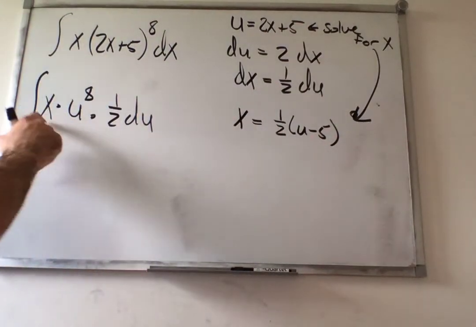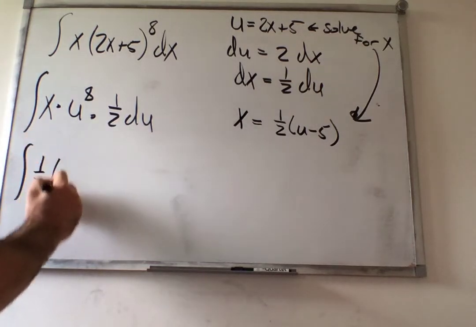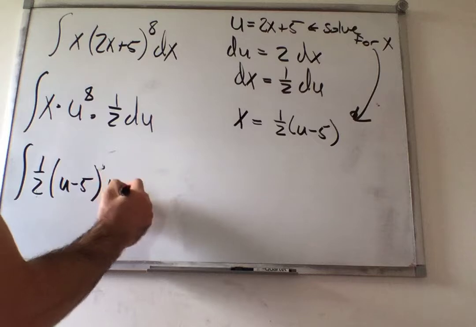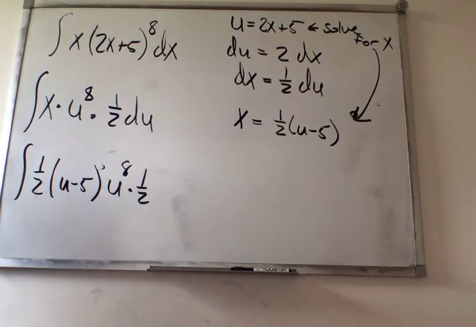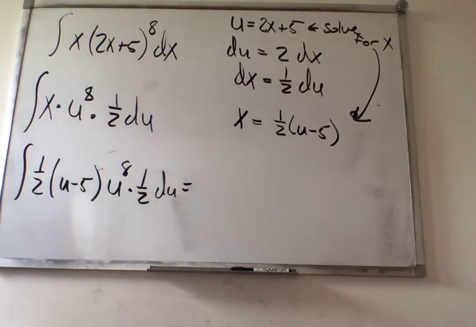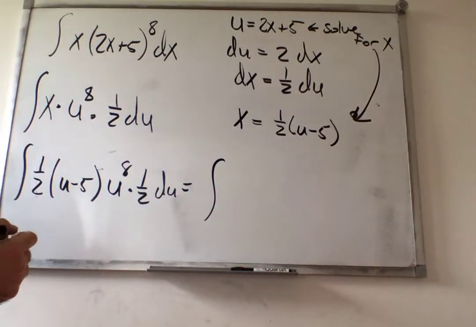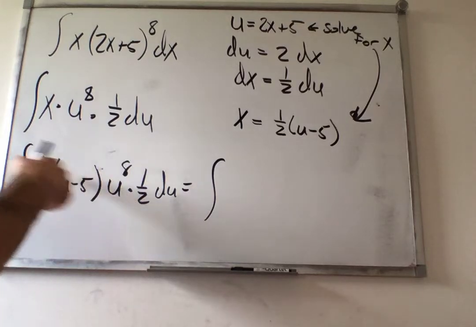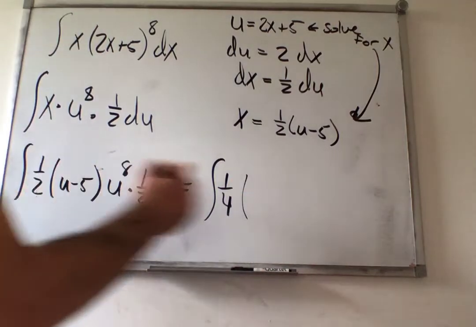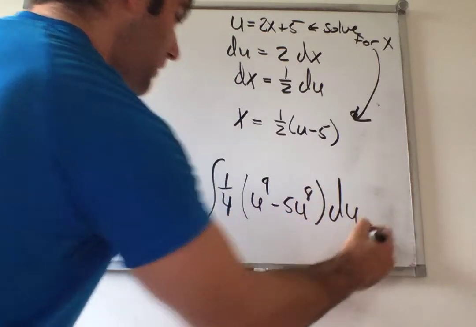So I'm going to take that and plug it in right here. So I get the integral of 1/2 (u minus 5), times u to the 8th, times another 1/2 over here, du. Now all my x's are gone, which is really nice. If I multiply this out, integral, there's a 1/2 times a 1/2, that's a 1/4, times, distribute this, you get u to the 9th minus 5u to the 8th du.